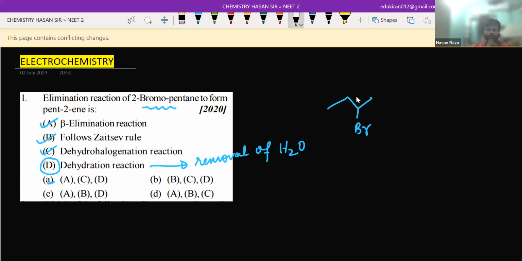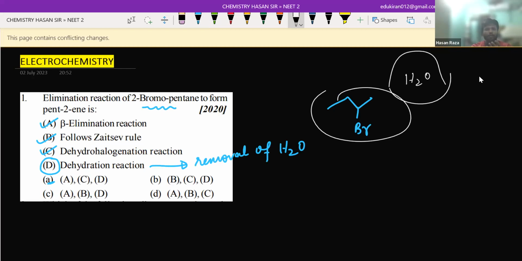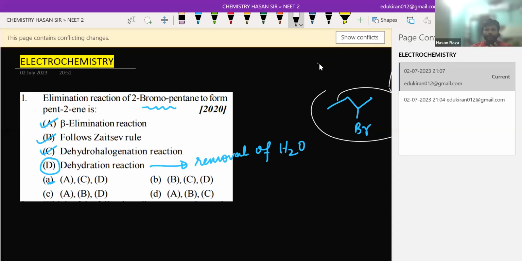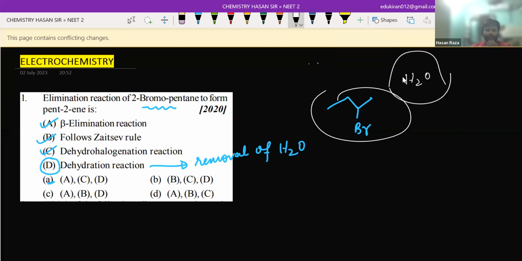Yes. So how can you remove H2O from here? Dehydration is a reaction in which we remove a water molecule. Just wait a minute. Dehydration is the one in which we remove a water molecule, and there is no O here. So how can you remove that? That's why this is wrong. Now, when we talk about 2-bromopentane forming pentene, that means there is some removal.